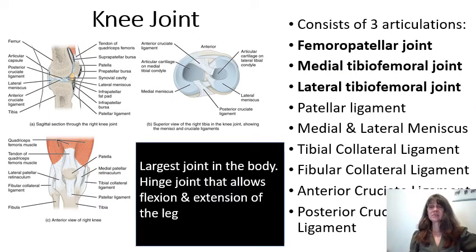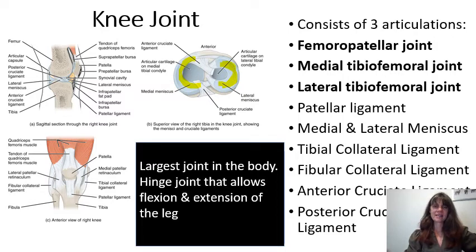The knee joint consists of 3 articulations. Therefore, we still refer to it as the knee joint. However, you should know these names. The femoropatellar joint is the joint between the femur and the patella. The medial tibiofemoral joint occurs between the medial aspect of the tibia and the femur. The lateral tibiofemoral joint occurs between the lateral aspect of the tibia and the femur.